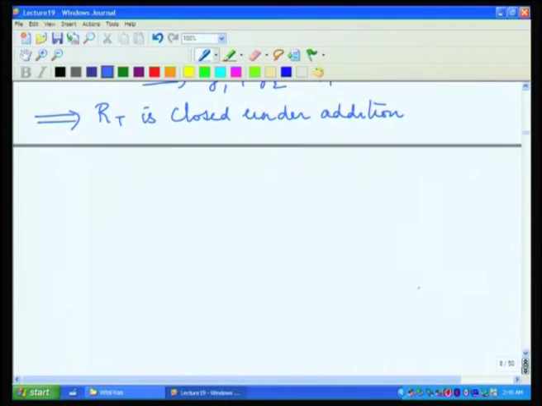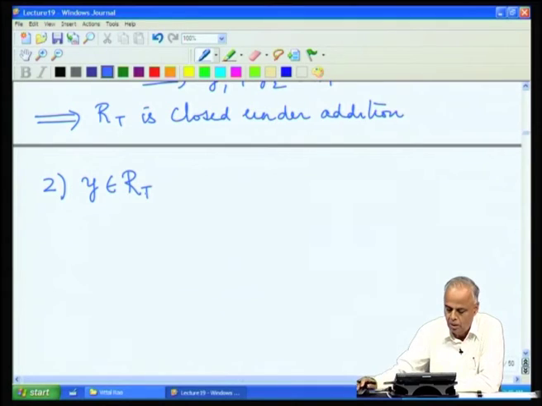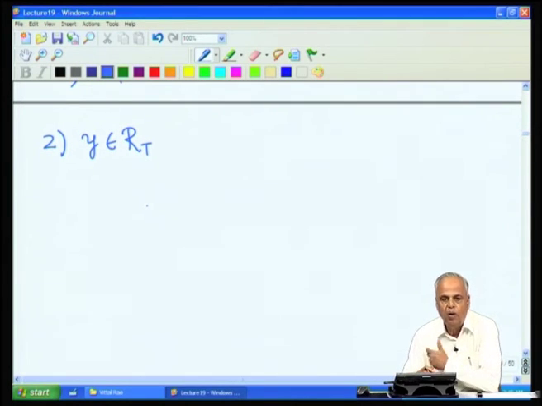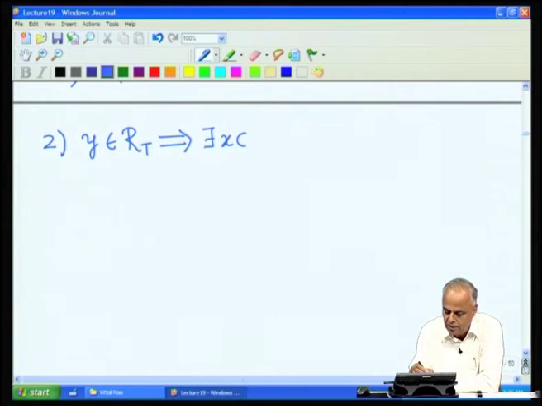The other thing that we have to check, whether RT is a subspace or not, is to see whether RT is closed under scalar multiplication. So, take a vector y in RT. We want to know whether alpha y will also be in RT. If y is in RT, that means y is the value taken by T at a point x, that means there exists an x in V such that T x equal to y.